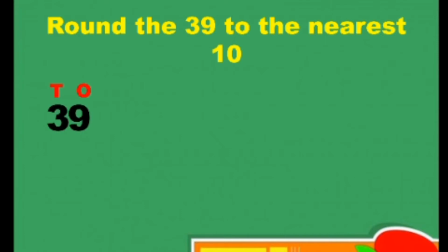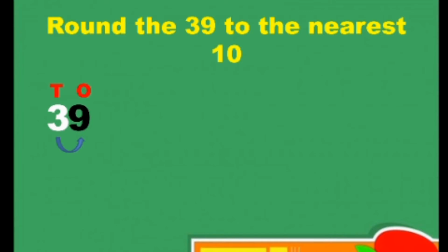Let's look at how to round 39 to the nearest 10. So, in the number 39, we're going to put in our place values. 39 has 10s and 1s. Seeing that they said to round 39 to the nearest 10, we are going to look at the digit in the tens column, which would be 3.